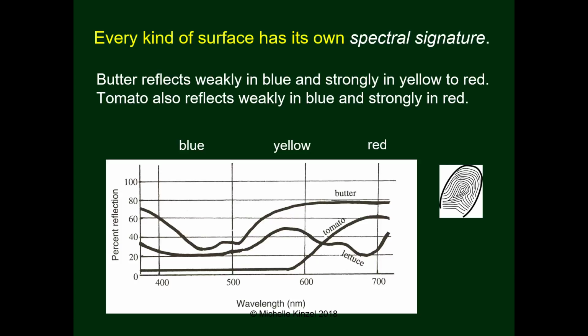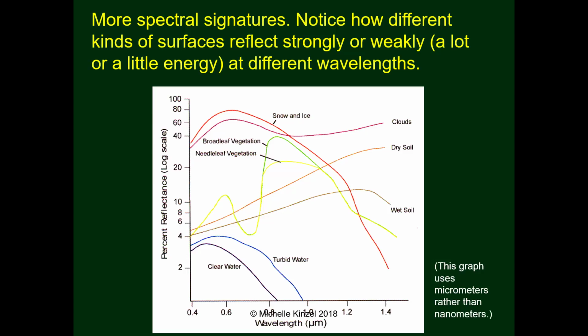Every kind of surface has its own spectral signature. This is an example of a spectral signature graph, and it's very much like a human fingerprint, which is unique to each individual. On the x-axis, we have the wavelength in nanometers. On the y-axis, we have percent reflection. And this is showing very basic reflections of butter, tomato, and lettuce in the electromagnetic spectrum, and it's labeled blue, yellow, and red. We'll get into a lot more detail as you work through your modules, but this is basically showing you that each spectral signature has a unique curve.